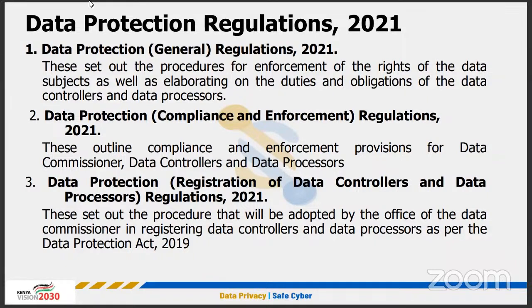So we have three regulations that are under the Act. We have the general regulations, which set out rights and obligations and issues to do with consent. And then we have the data protection complaints handling and enforcement procedures. Sorry, this should be complaints handling. I will change that. So that regulation sets out how the ODPC handles complaints, what the fines for violation are, and how they will go about enforcing data protection. And then we have the registration of data controllers and data processors, which sets out the requirements for registration as a controller or a processor. Let's move on.